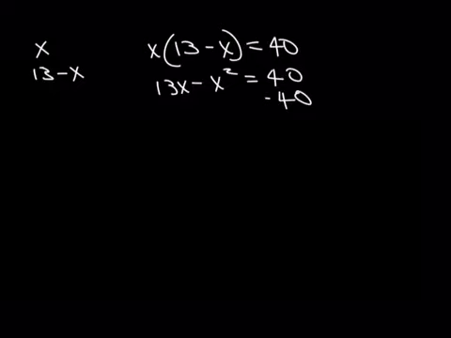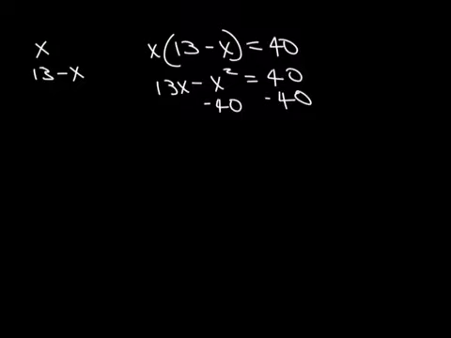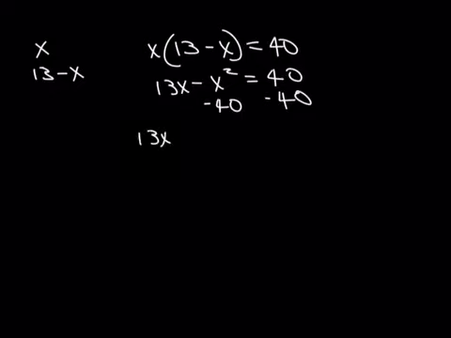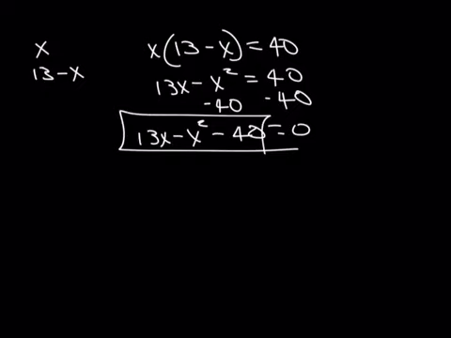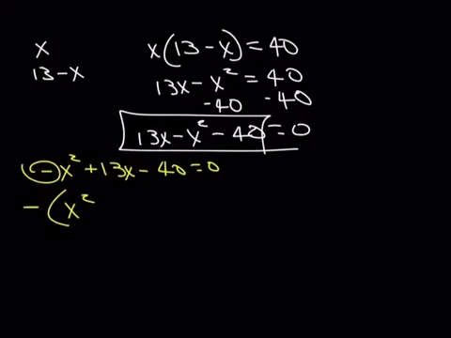Make this equal to 0. Subtract 40 from both sides. 13x minus x squared minus 40 equals 0. Now we have to turn these all around and put them in the right order. Negative x squared plus 13x minus 40 equals 0. And we hate to have a negative there. So what we're going to do is take a negative and pull it out, and then we change the sign of everything in here. Okay, remember doing that?